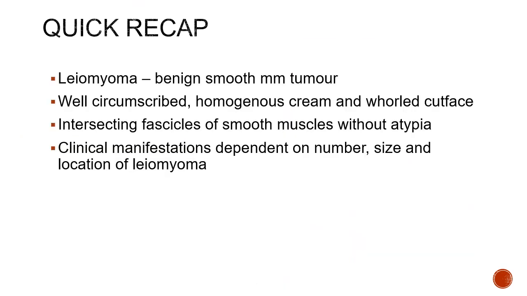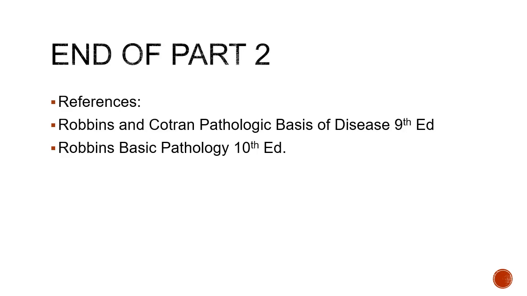A quick recap of leiomyoma. This is a very common benign smooth muscle tumor of the uterus. Typically, grossly it has a well circumscribed appearance, a homogeneous cream and whorled cut face, no necrosis, no hemorrhage, and histologically it is characterized by intersecting fascicles of smooth muscle without atypia. And the clinical manifestations are dependent on the number, the size, and the location of the leiomyoma. So that marks the end of part 2 of this lecture.